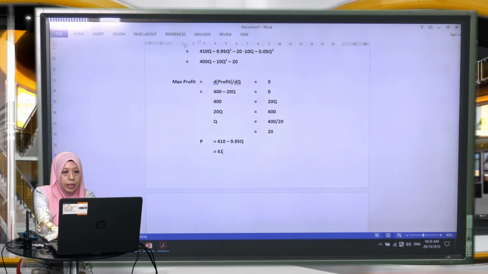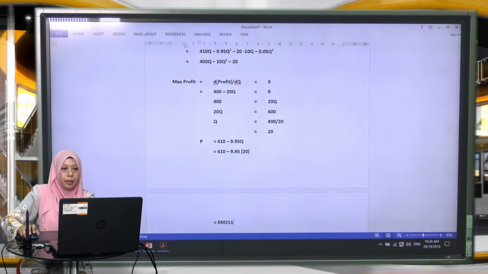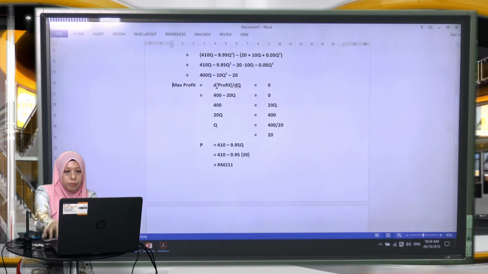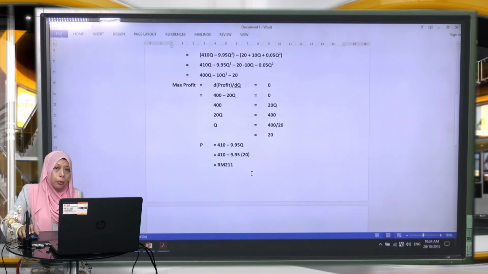So 410 minus 9.95, where Q is equal to 20. When you plug that in, you're going to get the value of price to be equal to 211. So if this firm wants to maximize profit, then it has to make sure that Q is 20 and price is 211. Can you see how we apply all this demand concept?